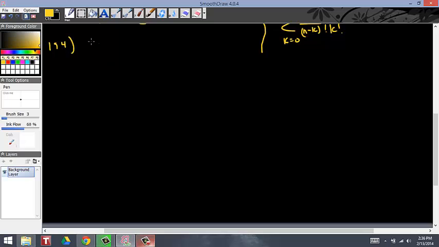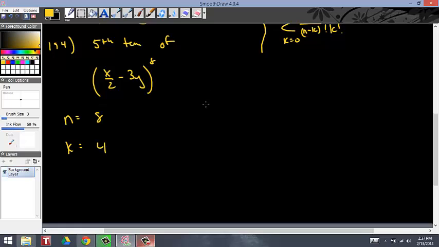Okay, this one's a little harder. We're trying to find the fifth term of (x/2 minus 3y) to the 8th. Stephanie Boyer, how are you? Good. Can you tell me what n and k are? n is 8, k is 4. Good.